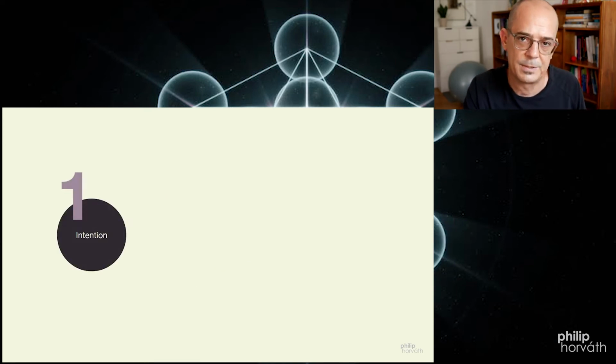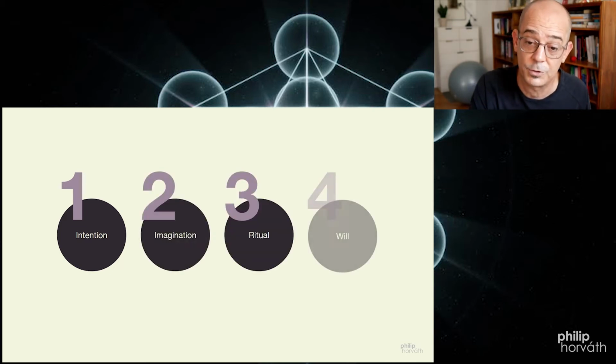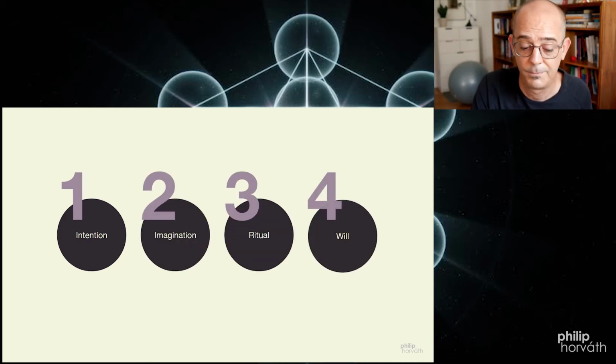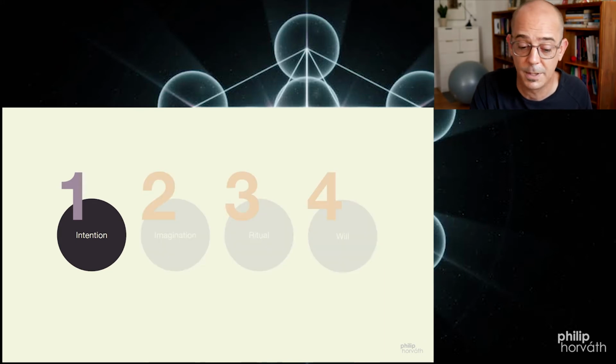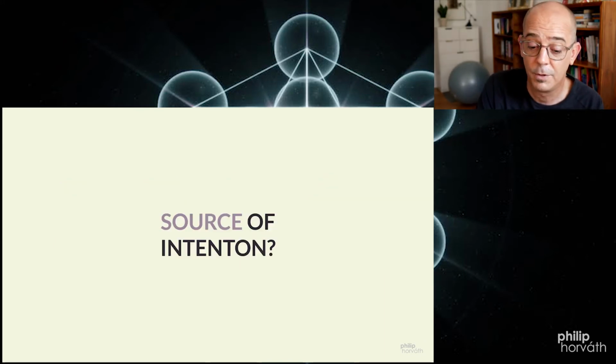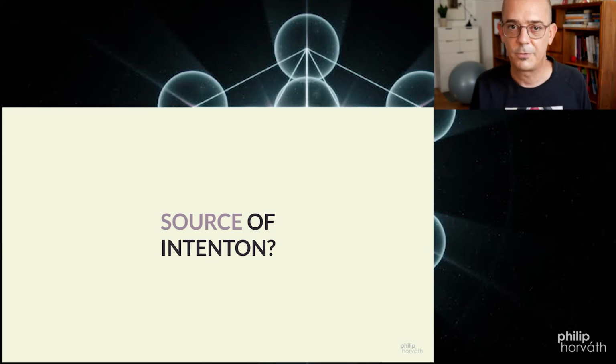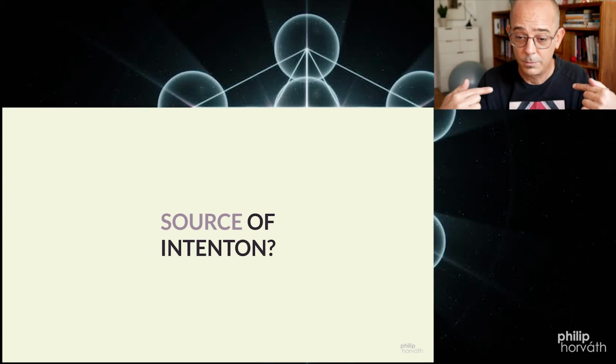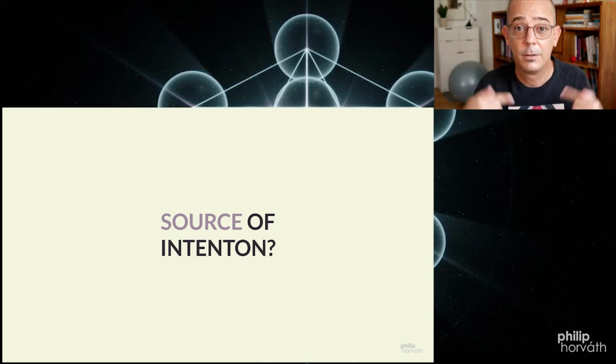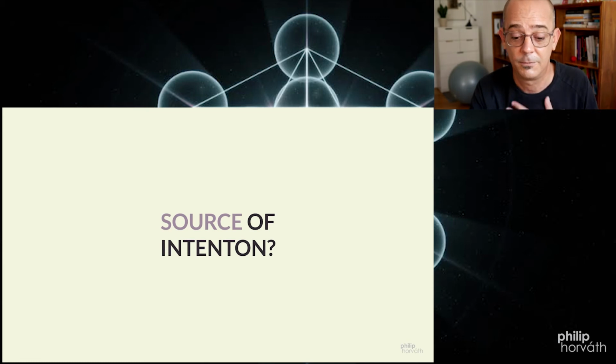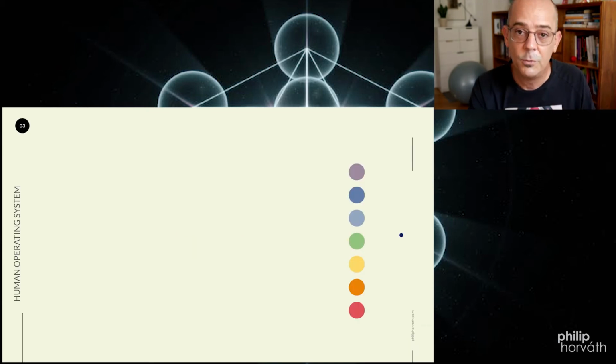Magick is actually really simple. There are 4 pieces to it: intention, imagination, ritual, and will. And we'll go through all of those in detail. So intention, very simple. What's the source of our intention? Where does what you wanted to create just now come from? You. You, human being. Yourself. This "I." And who is this I?